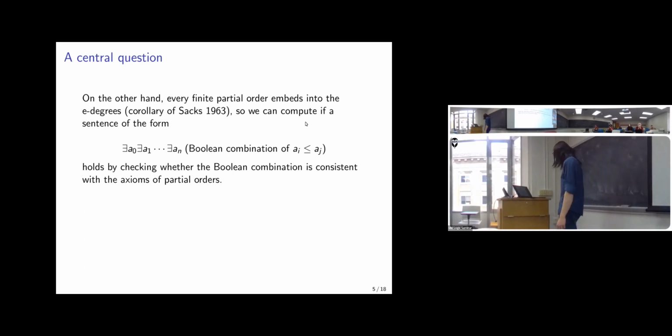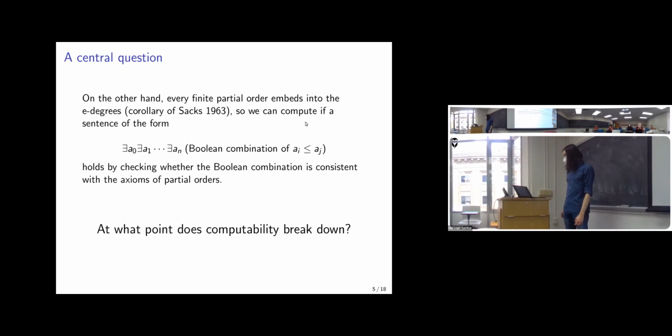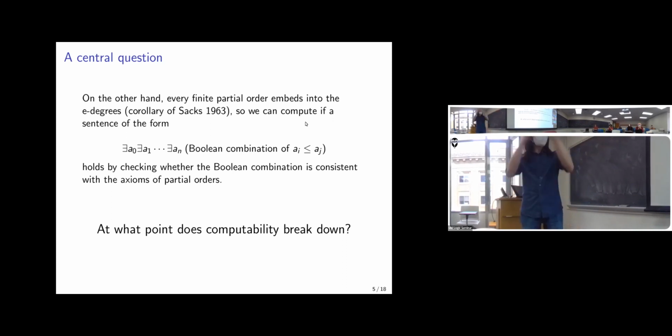And so the central question that we're interested in here is, at what point does computability break down? We know that for such simple sentences, we can decide whether they're true or not. We know that in general, you cannot decide whether it's true. Somewhere in between is the boundary. Where is the boundary?